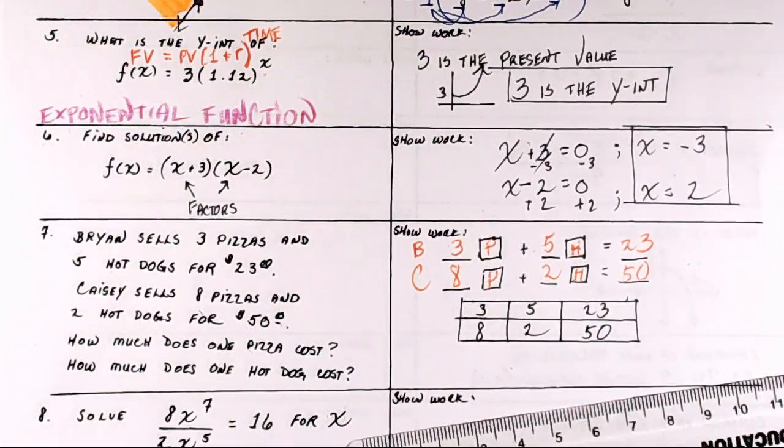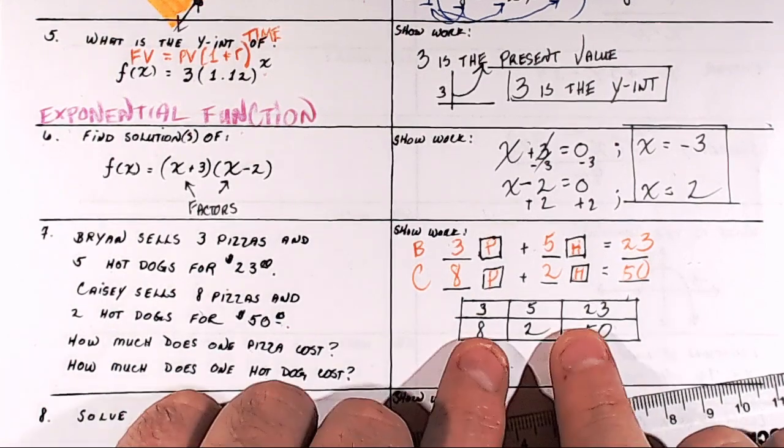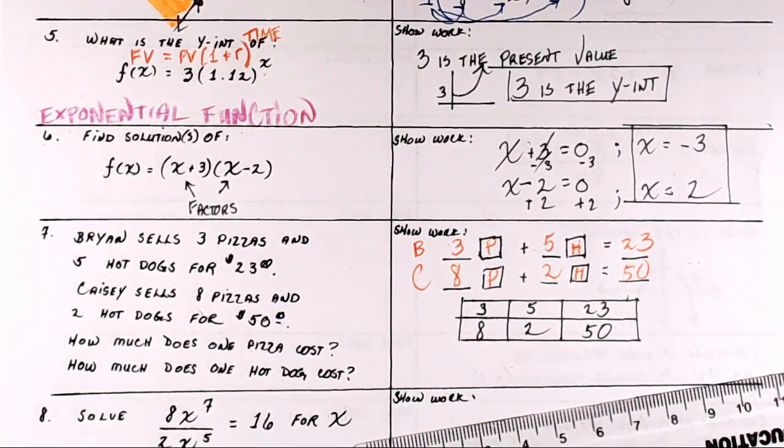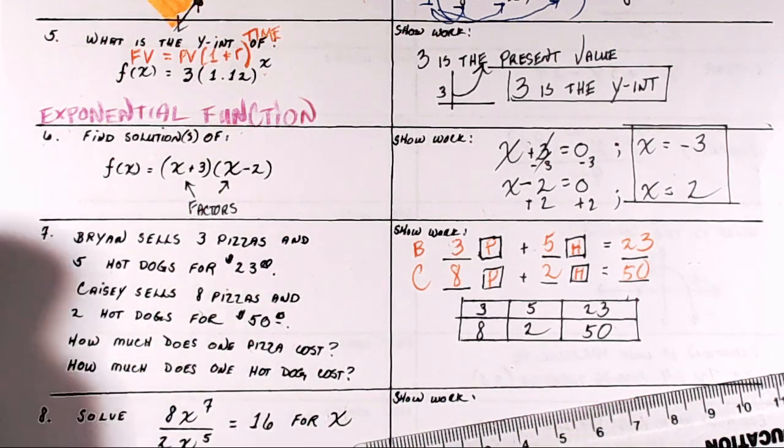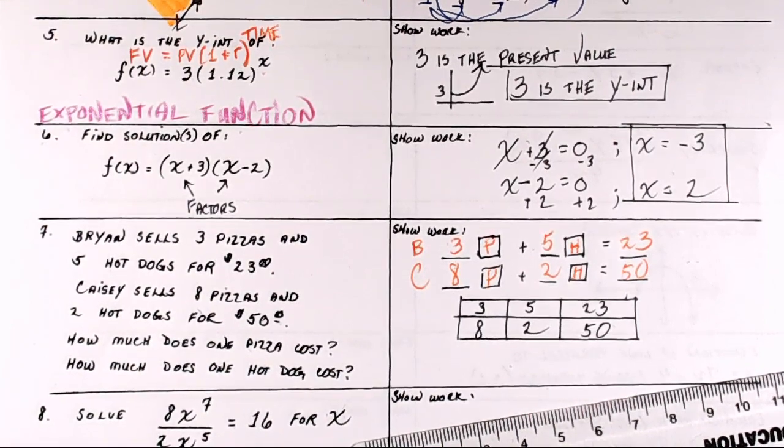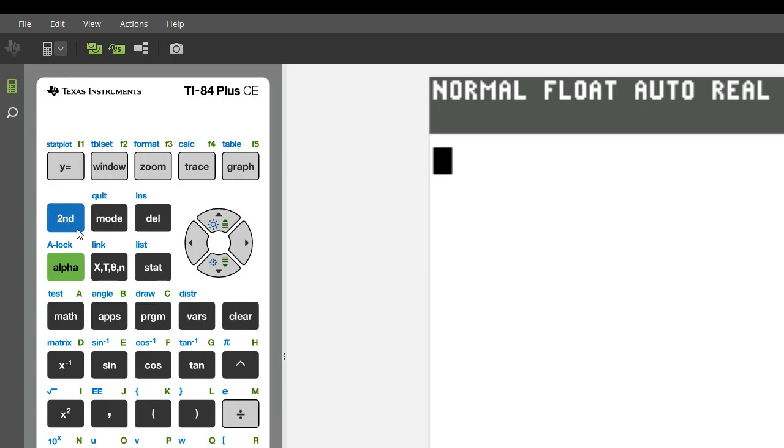Okay, so now we're going to go to the calculator and put this into our matrix algorithm to find out how much a pizza costs and how much a hot dog costs. So we'll show the display again. And here we want to clear the memory. Second plus 7, 1, 2. Okay? Now, click on second. I want to clear this key press history.